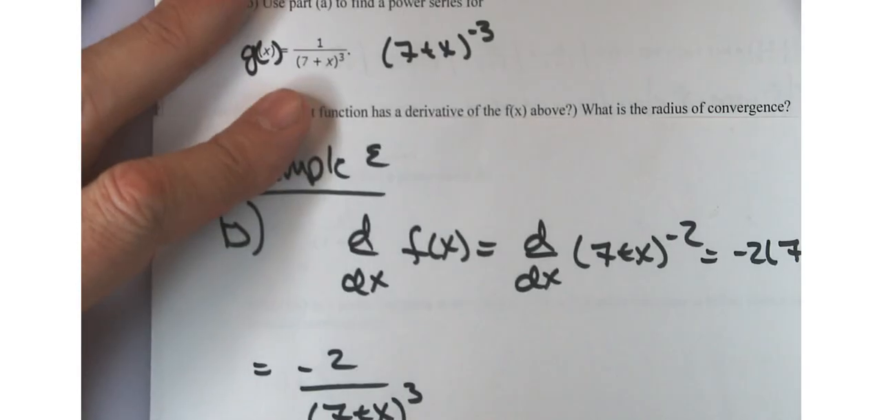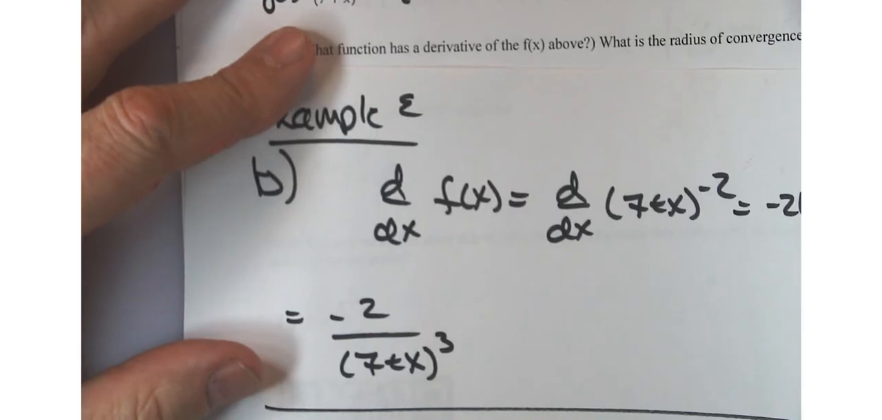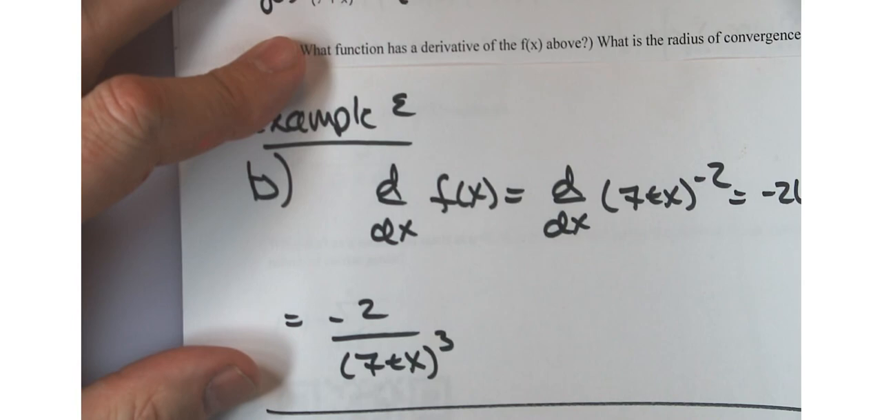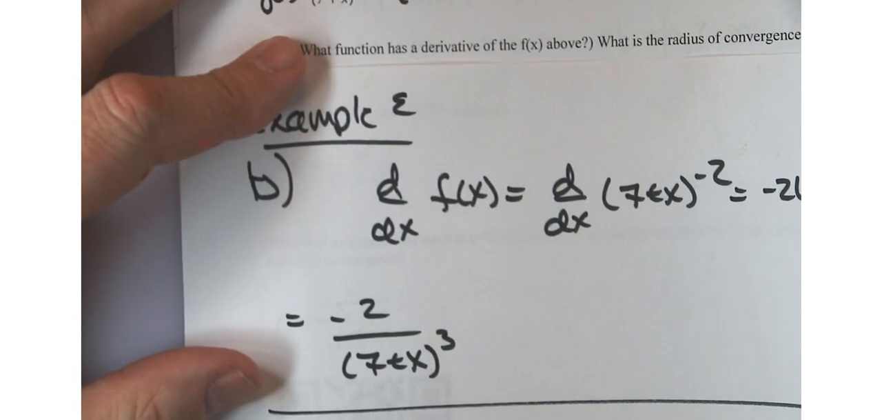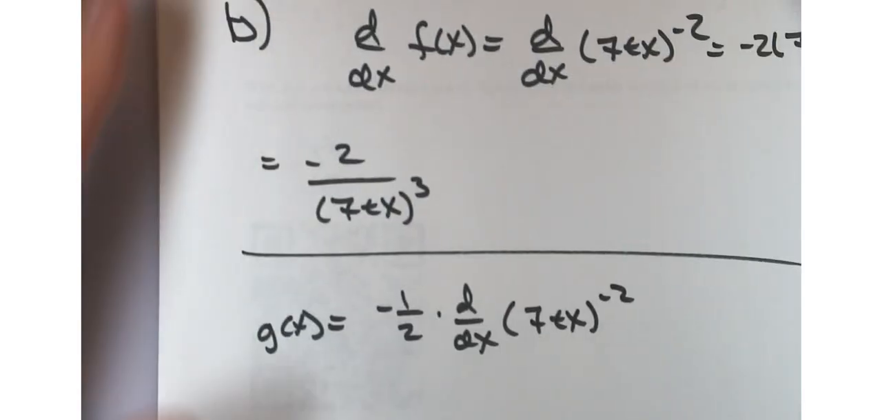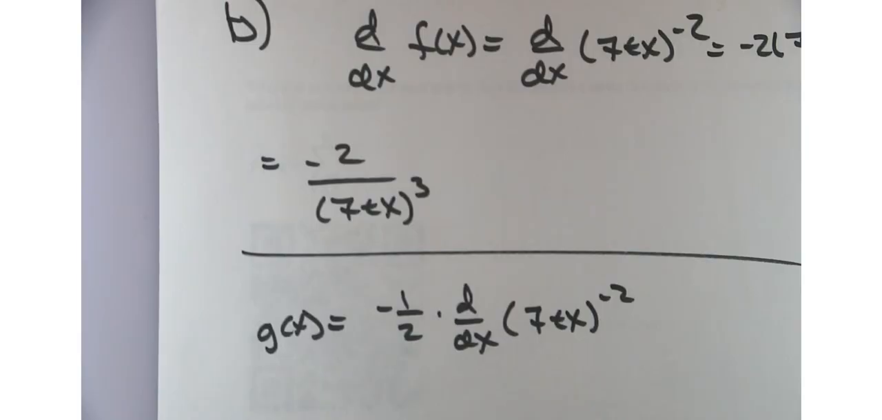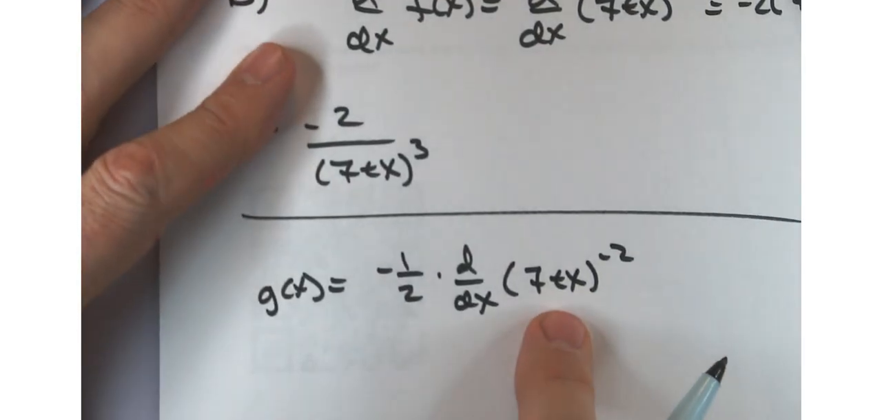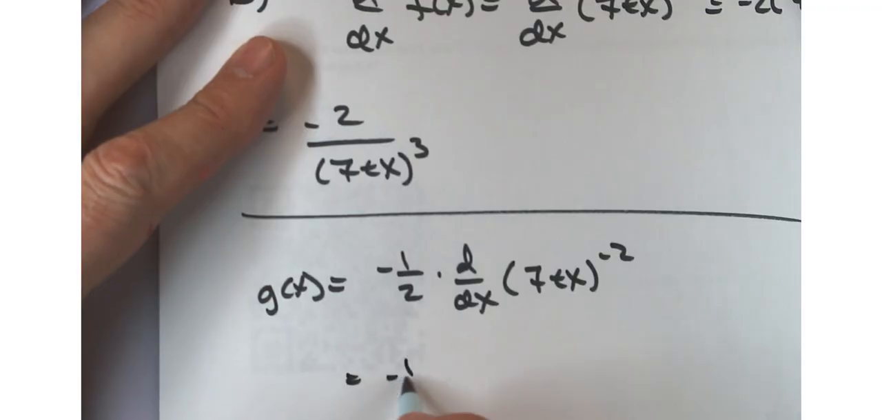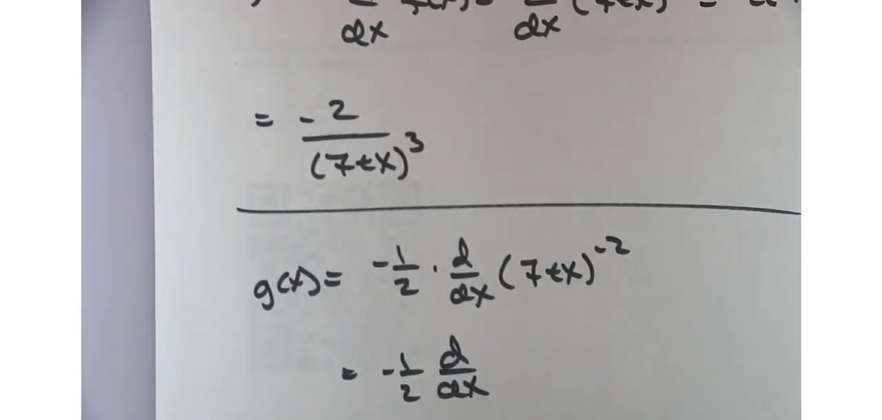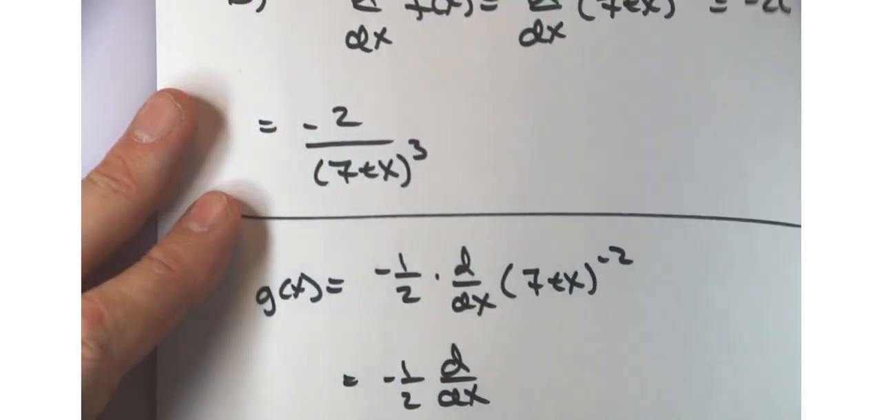So our g of x is going to be negative 1/2 times the derivative of 7 plus x to the negative second. So when we differentiate this, these two terms will cancel out. I'll end up with 1 over 7 plus x cubed. But instead of differentiating this function here, what do you think we're going to do? We're going to differentiate its series. So we're going to use the series that we derived from the last problem.